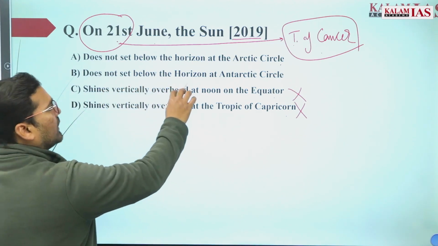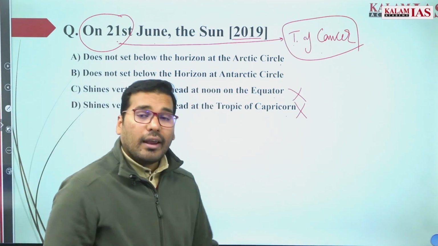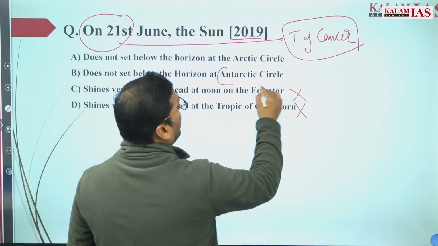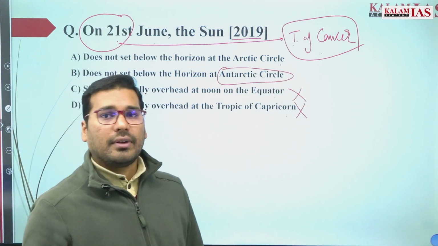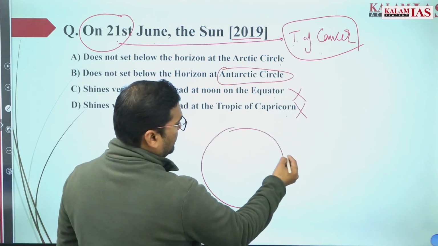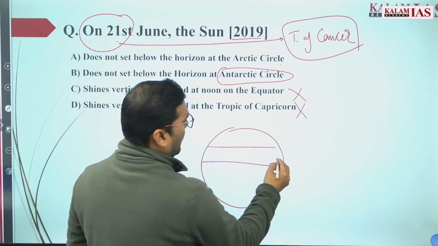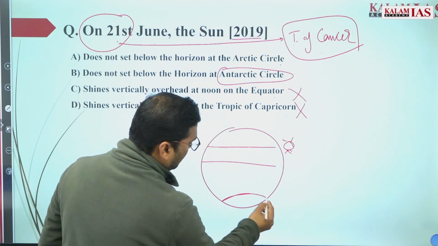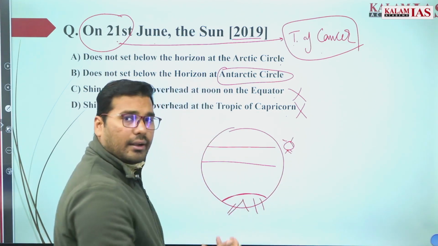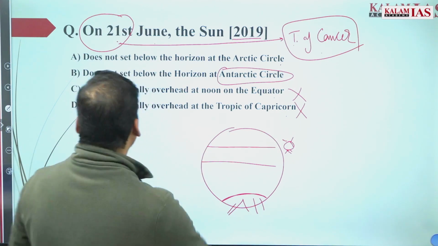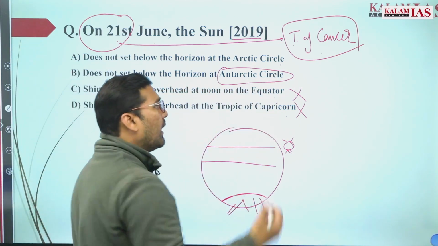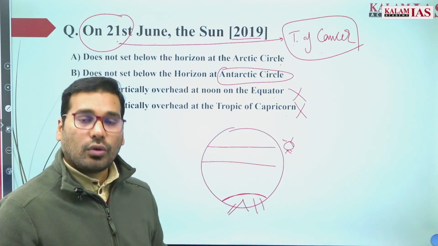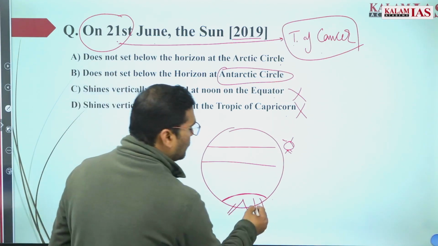Does not set below the horizon at the Antarctic Circle. See, if the sun is in the northern hemisphere and Antarctic is in the southern hemisphere, this is the equator, this is the Tropic of Cancer. If the sun is here, then in the Antarctic, I think this will be night, night for months. So does not set below the horizon at the Antarctic Circle. No, it has set, and it has been set for many months, not only for one day or night. Okay, so this is also not the answer.